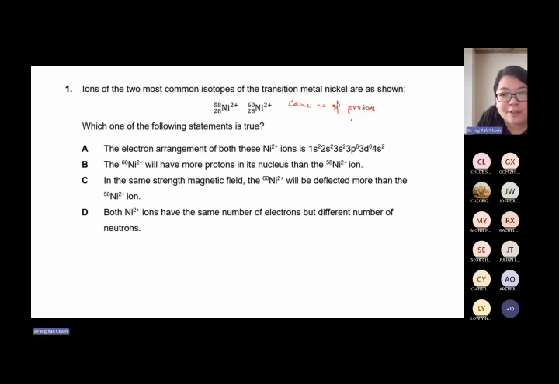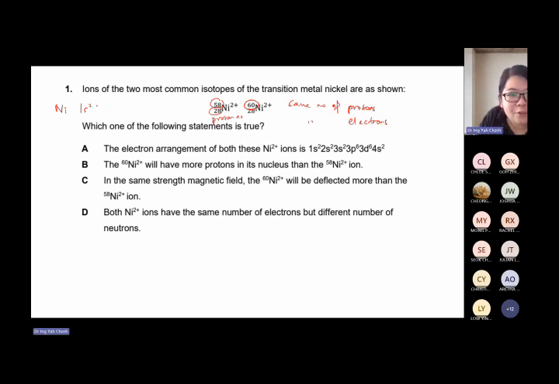That means they will have the same number of electrons also. So only the number of neutrons will be different, and therefore the nucleon number will be different. If they have the same number of protons and electrons, they should have the same arrangement for the electrons. Nickel has proton number 28, so the number of electrons for nickel as a neutral atom is also 28. So let's write the electronic configuration for nickel using the proton number.